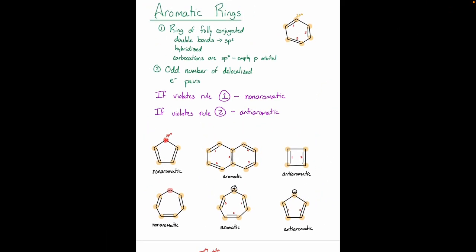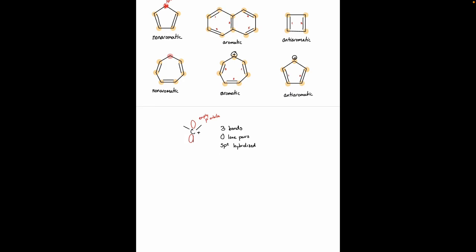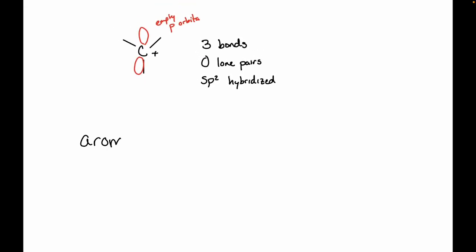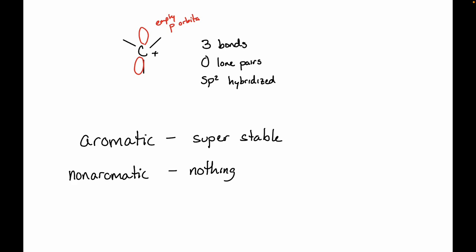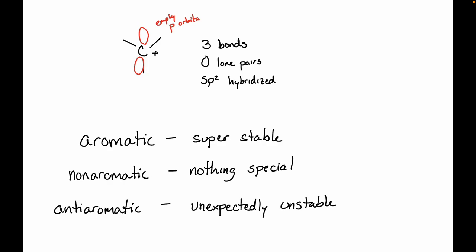Okay, so we have this set of rules for what makes a compound aromatic. It's got to have a fully conjugated ring, and it has to have an odd number of electron pairs, okay? Kind of as the name implies, aromatic is super stable, non-aromatic is nothing special, but anti-aromatic, and this is what I mean as the name implies, these are unexpectedly unstable. Right, so aromatic's good, non-aromatic meh, anti-aromatic's bad. It actually increases the energy of a compound more than what you would expect.